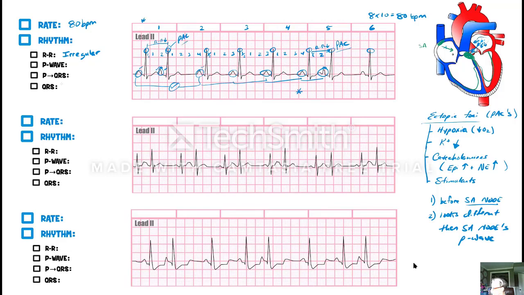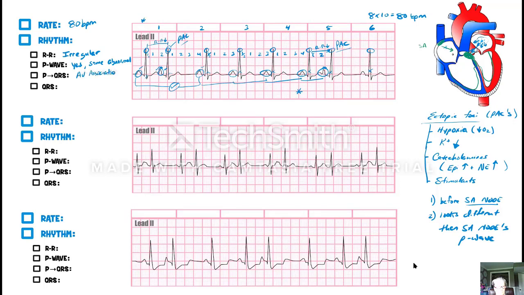Now we need to determine P wave. Are they there? Yeah, it's there. But you do have some abnormal P waves. And we've already determined those. Okay, well, what's the next thing? Is there a P for every QRS? Well, here's a P wave, QRS, right? P wave, QRS, P wave, QRS, P wave, QRS, P wave, QRS. Yeah, absolutely. There's definitely a P wave for every QRS complex. So yes, there is definitely AV association here.